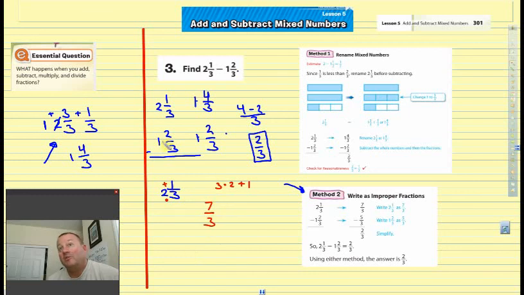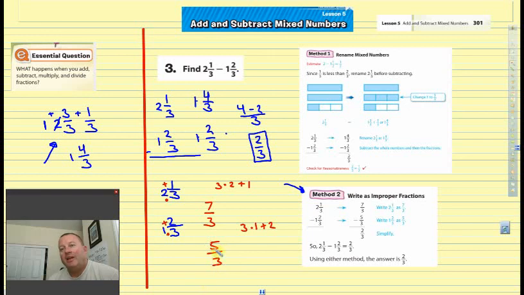And I'm going to subtract it too. I'm going to do the same thing to 1 2/3. 3 times 1 plus 2. I'm going to write that out for you. 3 times 1 plus 2. 3 times 1 is 3, plus 2 is 5. So I end up getting 5/3.